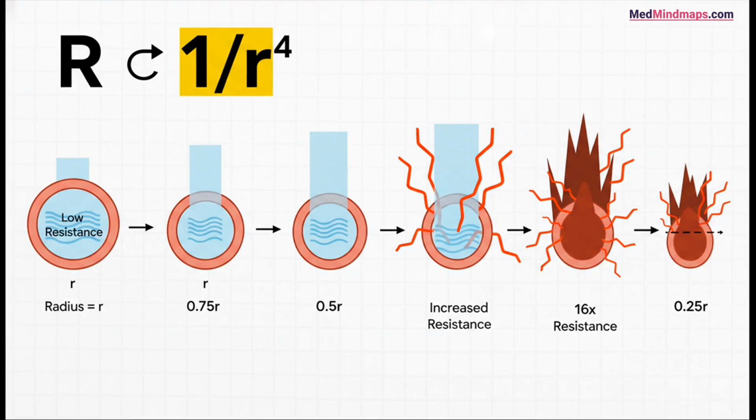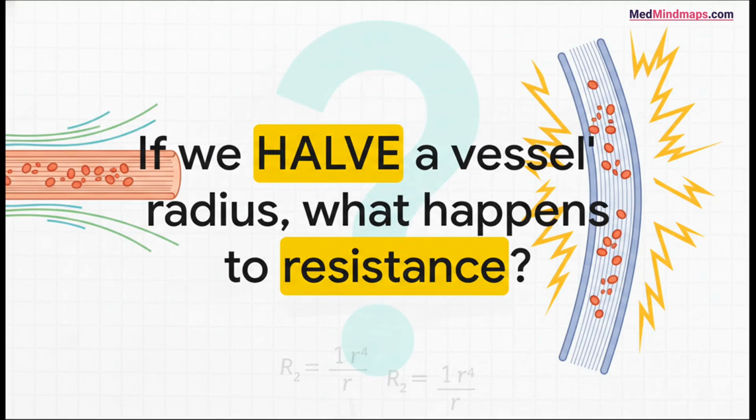The math behind this is wild. Poiseuille's law shows us that resistance is inversely proportional to the radius to the fourth power. That tiny little 4 is the secret sauce. It means that even a ridiculously small change in the diameter of a vessel has a massive exponential impact on resistance. So let's really put this to the test.